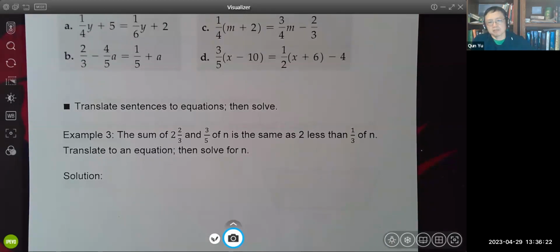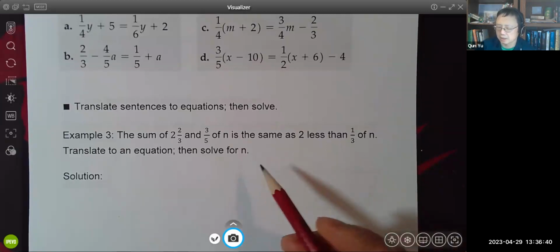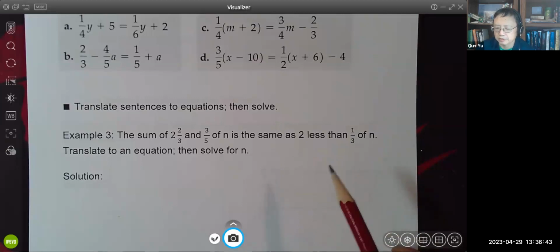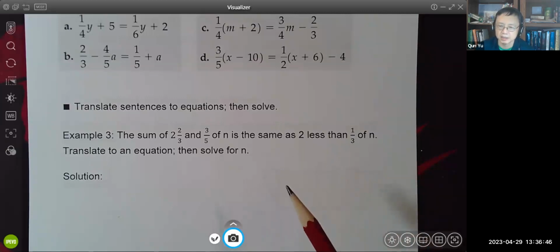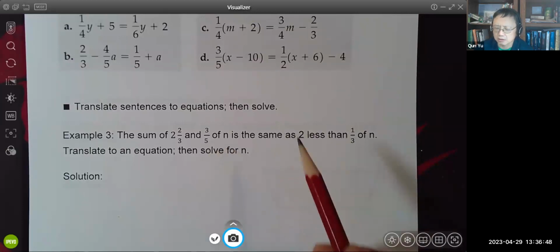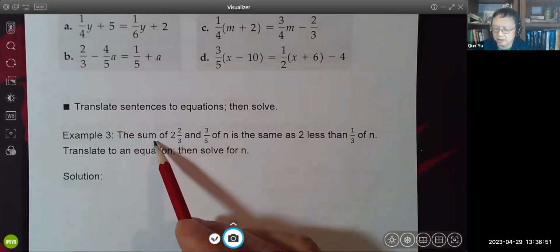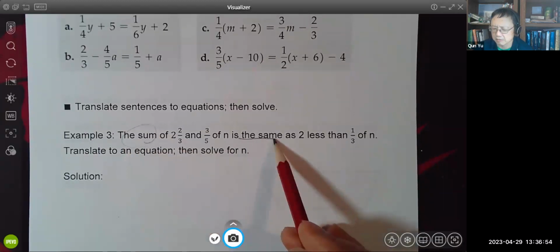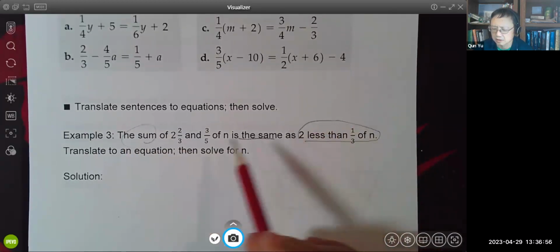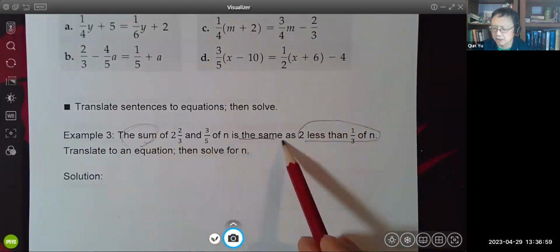Example 3. The sum of 2 and 2/3 and 3/5 of n is the same as 2 less than 1/3 of n. Translate it to an equation, then solve it for n. So they ask us for n. Basically, whenever we set up an equation, we just represent the information in the equation. So where does the equal sign come from? Whatever this sum is, it is the same as this.